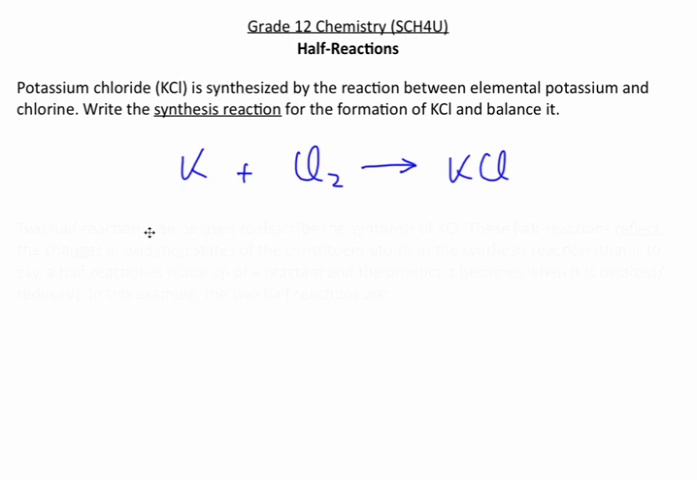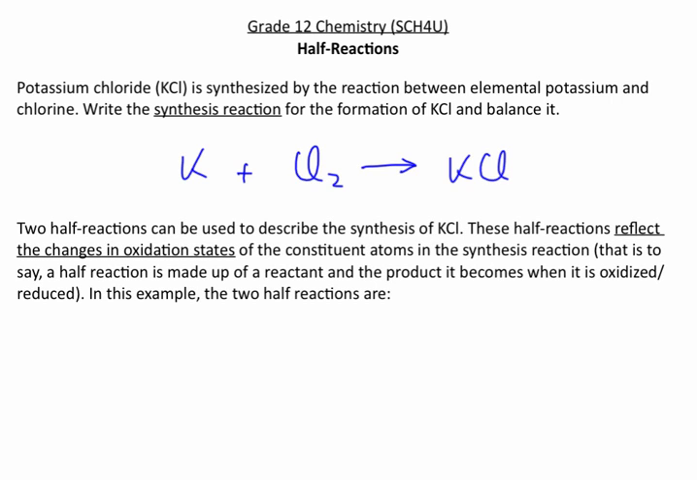So there are two half reactions present there. There's a half reaction that involves potassium, and there's a half reaction that involves chlorine. So why don't we get those down? These half reactions have to reflect the changes in oxidation state of the constituent atoms, so that's potassium and chlorine. And from those changes in oxidation state, we can balance electronically. So that's really the idea behind half reactions. You're going to balance the electrochemical component of it, and that is basically charge.